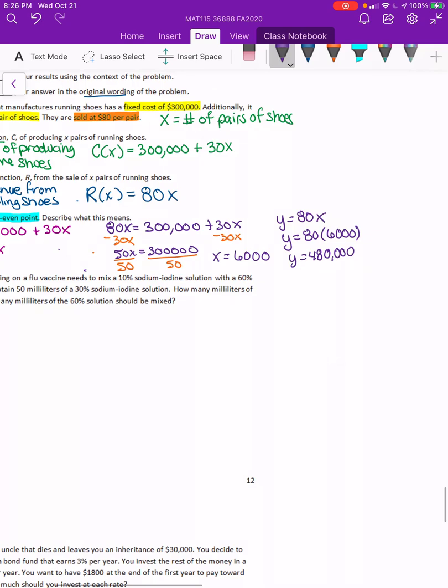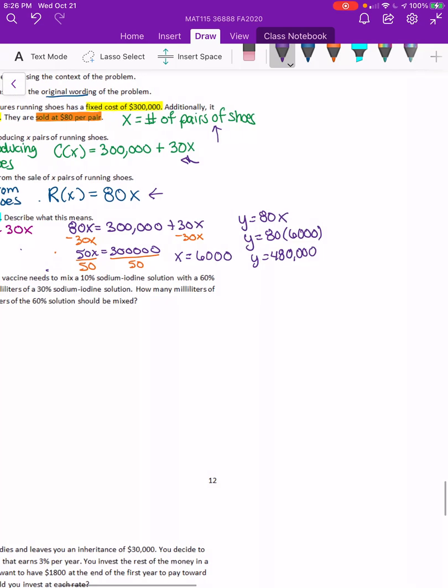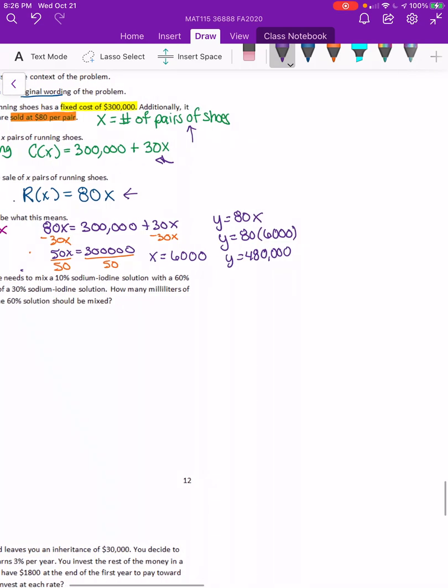We've already seen x is the pair of shoes. Now the y was basically the revenue and the cost being the same, because the y stood for both the revenue and the cost. We wanted to know when they were the same. So the y is going to be when the revenue and the cost are the same, and they're the same when those values are equal to 480,000.